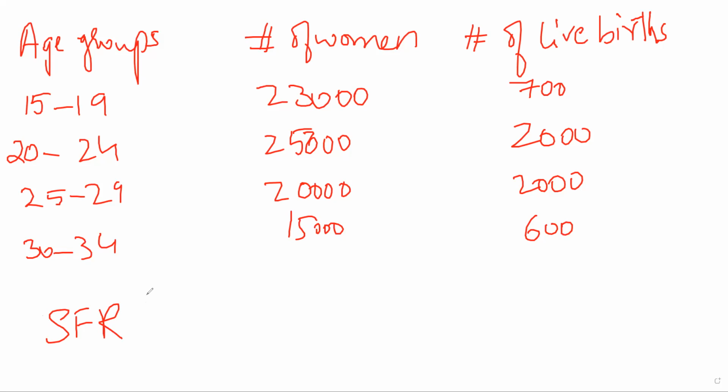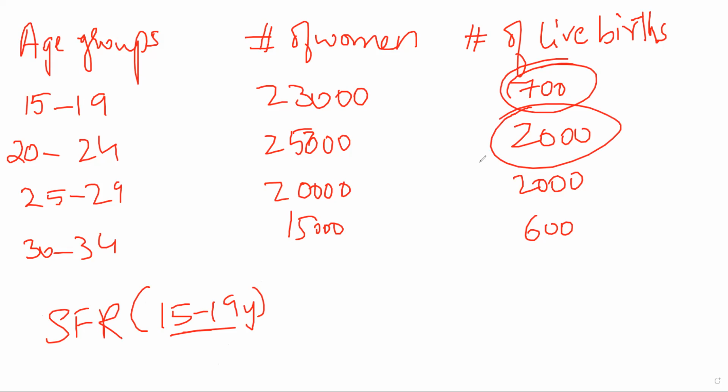Let us suppose I try to find out SFR for 15 to 19 year olds. Okay. Now specific fertility rate is the number of live births in a specific age group in 1 year. So if I am measuring for 15 to 19, then I take this number; I cannot take this number. Okay. Number of live births in 1 year for that age group. In that age group, how many children were born.